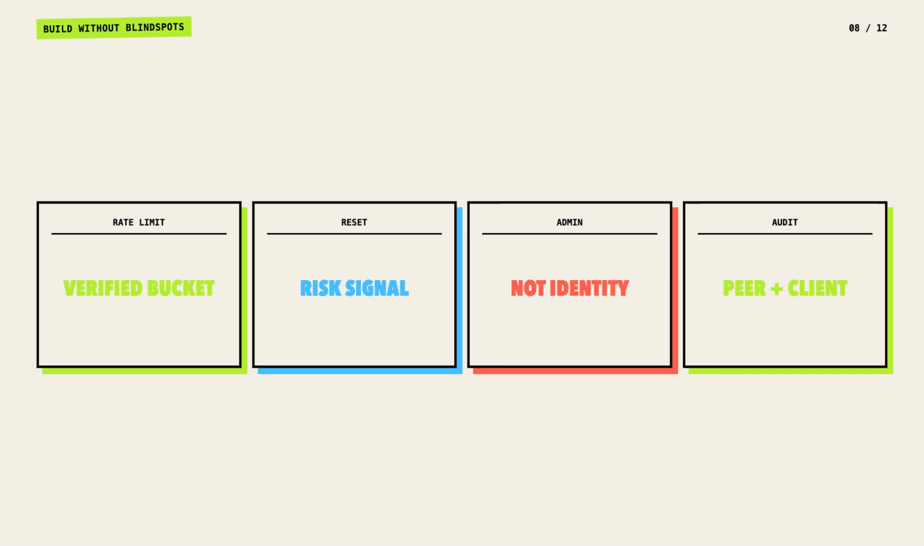Audit trails need both values, the socket peer and the verified derived client, plus the proxy path or decision reason. If an incident happens, you need to know what the app observed and why it trusted it.